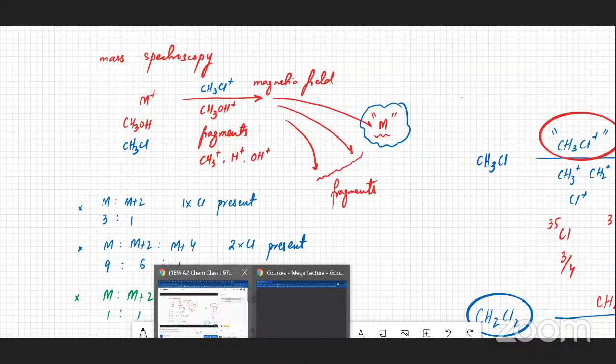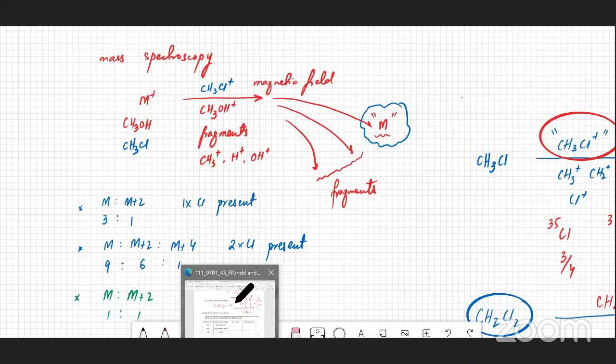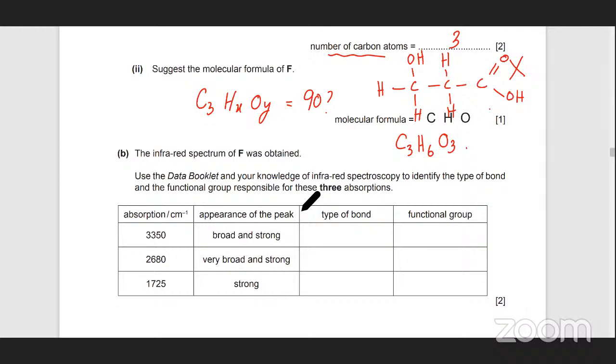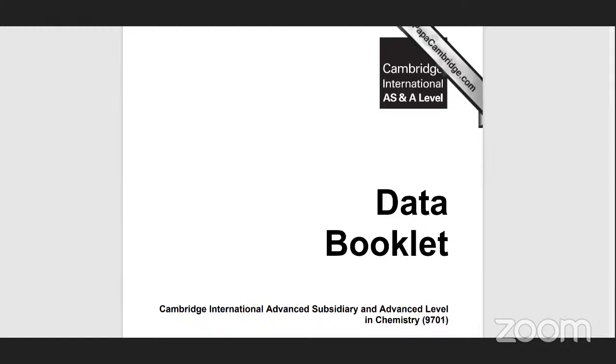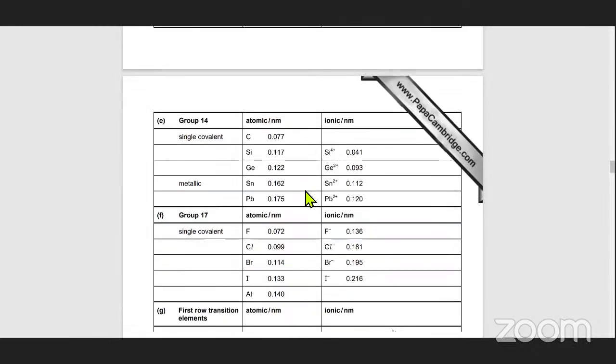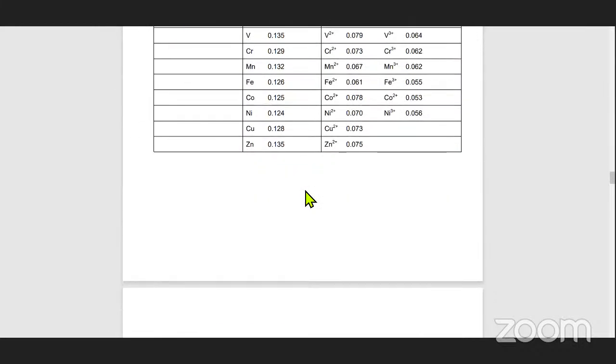So anyways, coming back to this, now we're moving to infrared spectroscopy, and remember, we need to figure out which isomer of this thing is the actual molecule. Now infrared spectroscopy is given, and there's a broad and strong peak at 3350. So I'm going to open the data booklet now. ठीक है? अब infrared spectroscopy bonds जो हैं वो vibrate करते हैं. They absorb infrared frequencies when they do that.